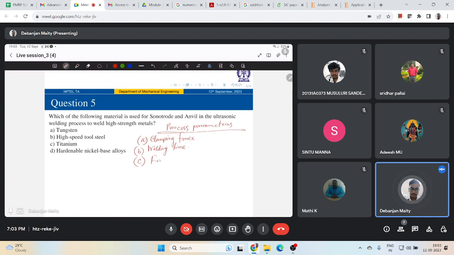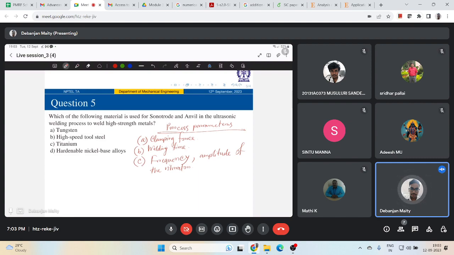Of course, we'll have some frequency of the vibration, frequency and amplitude of the vibrator, right? These are some process parameters in ultrasonic welding.